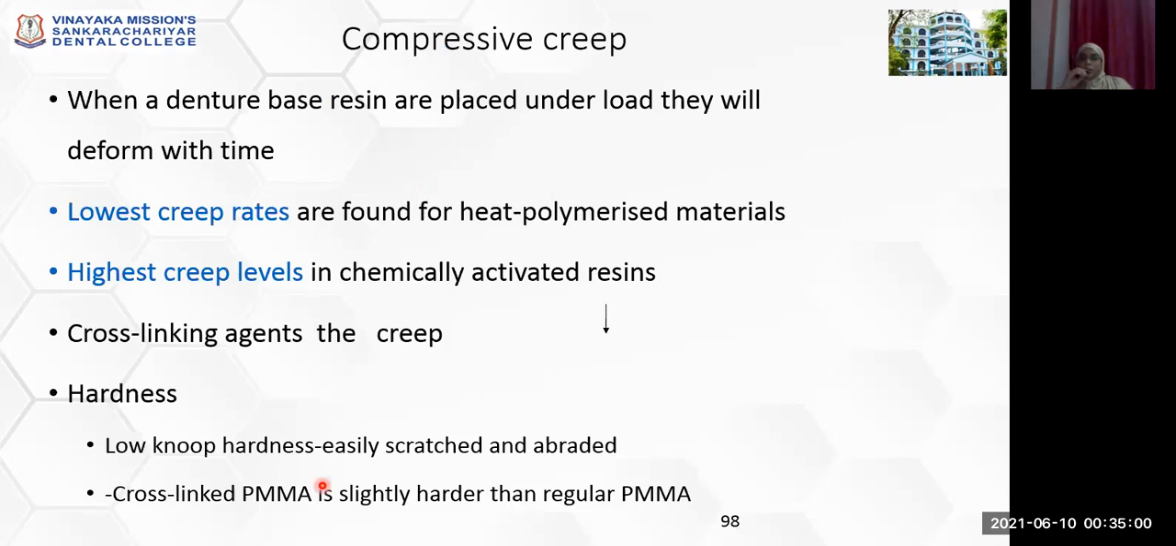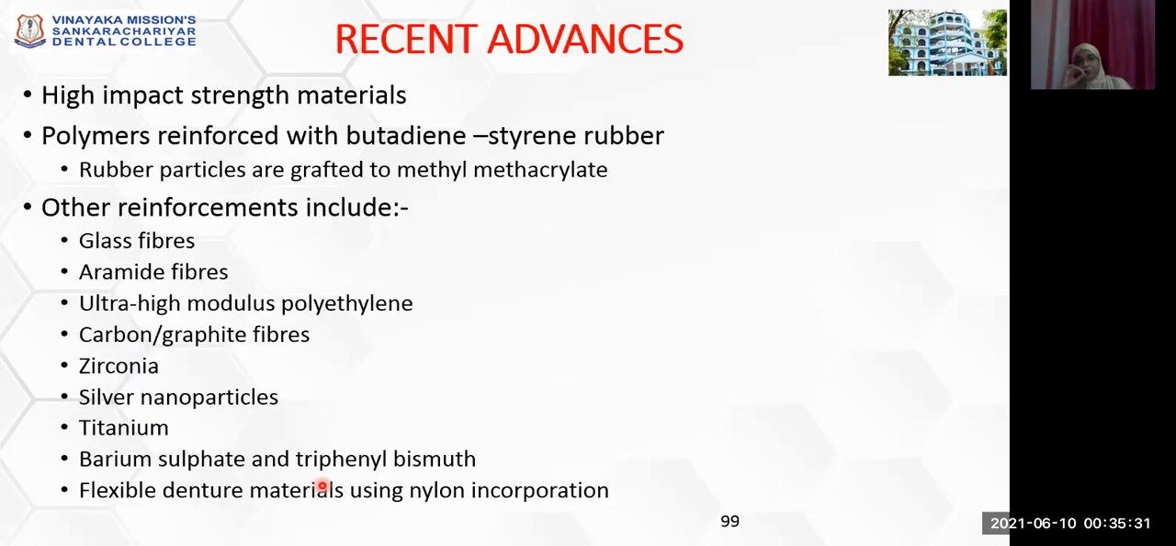Then there is another property called compressive creep. Creep is the property of the denture base material to deform under load. Whenever a material under load is deforming with time, you call it creep. For the heat polymerized materials, the creep value was least, but chemically activated resins had the highest creep value. Over time, their deformation was very fast in the self-cure resins. These are some of the properties which are very important in terms of denture base resins.